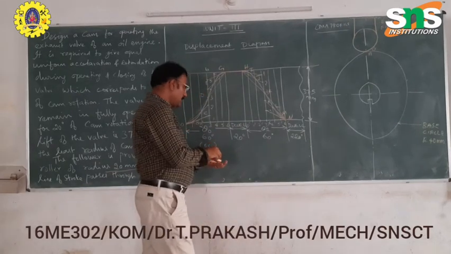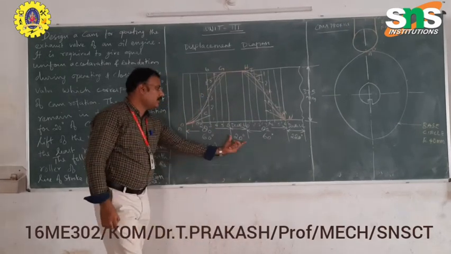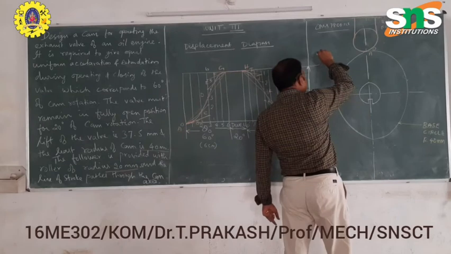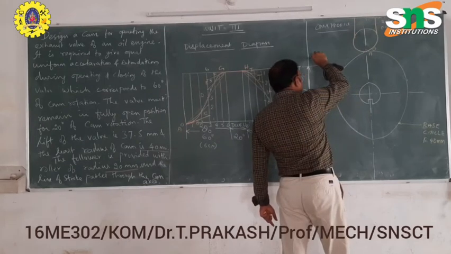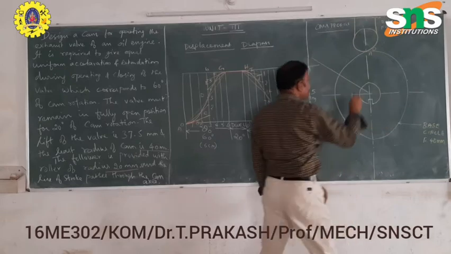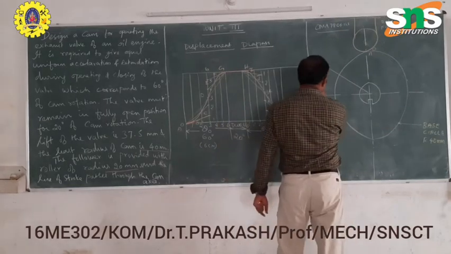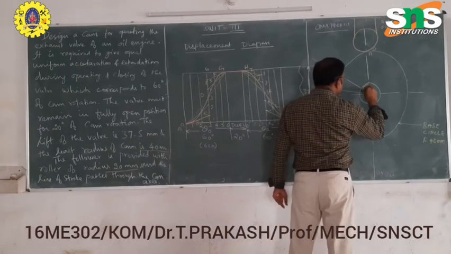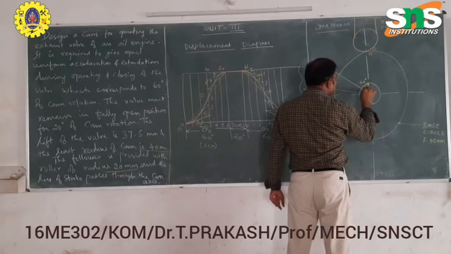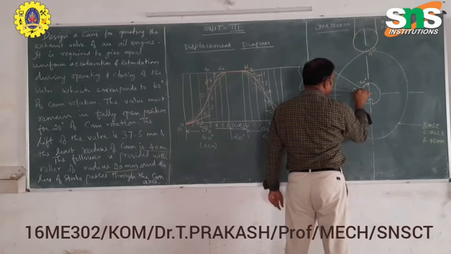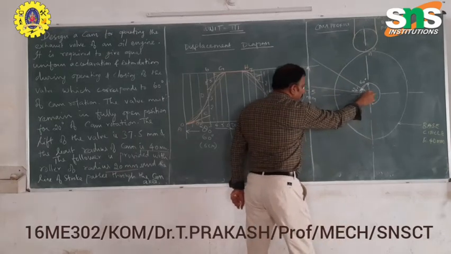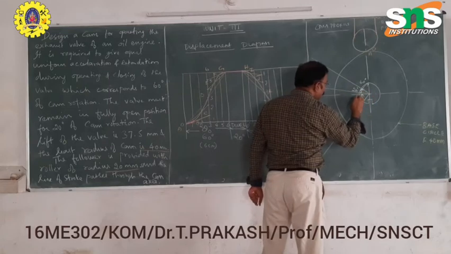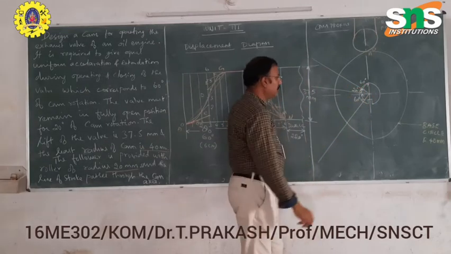Next, you have to mark the angles: outward stroke angle, dwell period angle, return stroke angle. It is 60 degree, 120 degree and 60 degree. First you mark the 60 degree line. Directly you connect with the midpoint of the cam axis. Next 120 degree, next you mark 60 degree. 60, 120, 60, and the remaining angle.